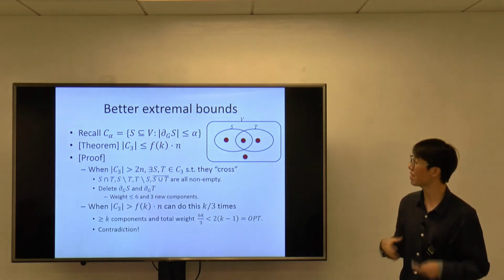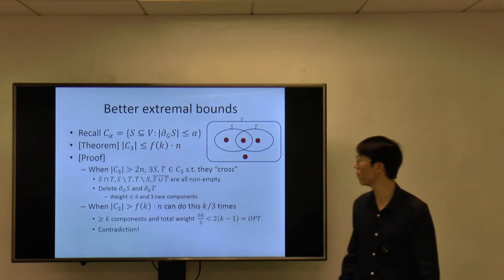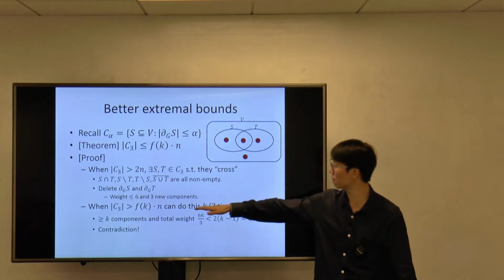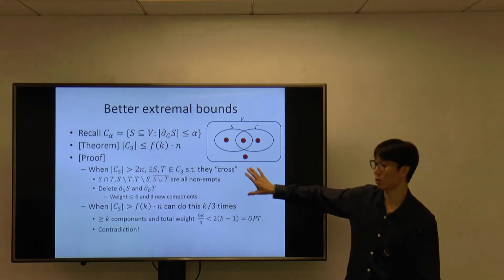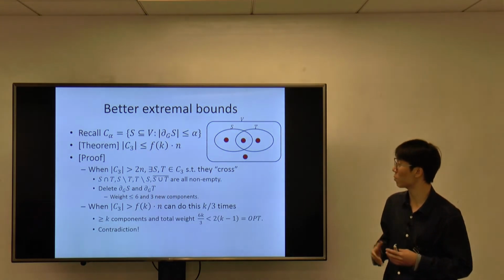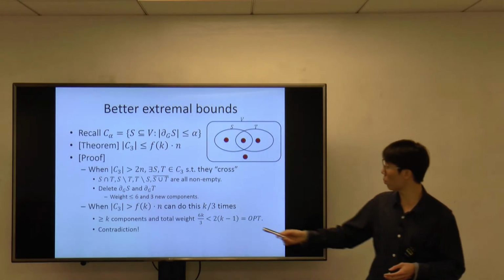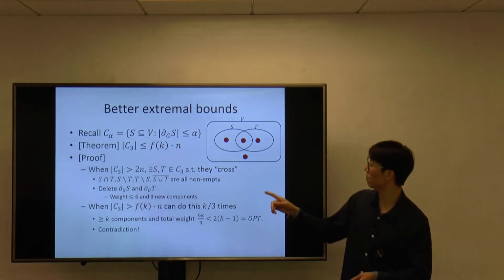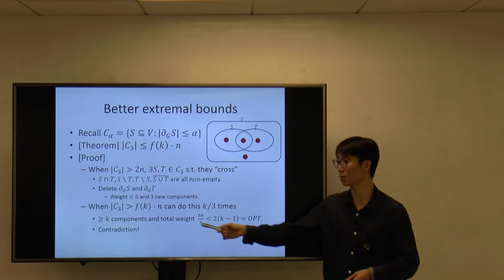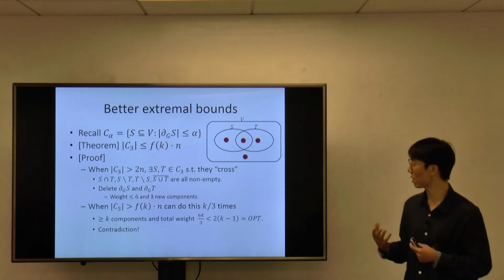I'm not going to show you, but we can easily see that if C3 has f of k times n, where I think f of k must be like 2 to the k or something, if C is greater than this, then we can do this not only one time, but k over 3 times. Once we do it k over 3 times, we get k new connected components, so we get a k-cut. The total weight we delete is 6 in each iteration, done k over 3 times. This is slightly false, but with some juggling we can make sure that we reach the contradiction that the optimal k-cut was 2k minus 2.